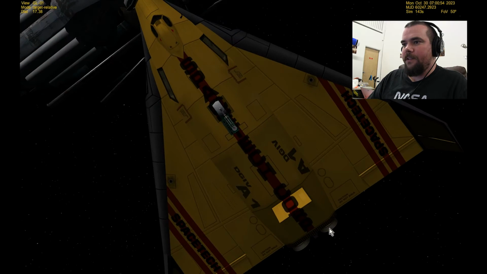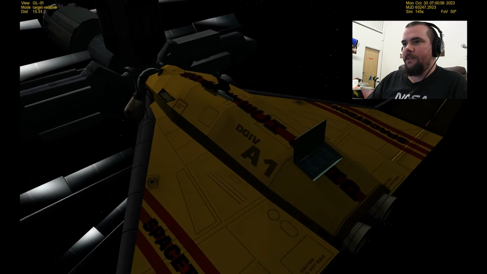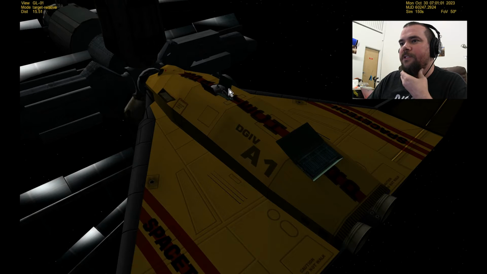And can you see it? Yes, we can. So the long-range antenna is just sort of an orbiter feature where you can get some telemetry on a target, distance and your relative speed.